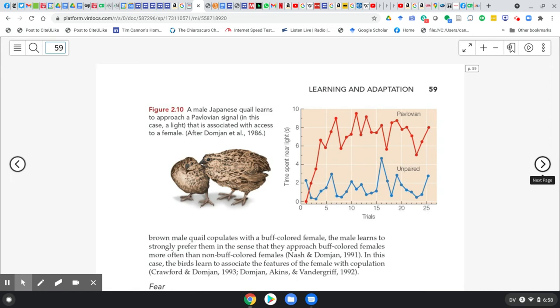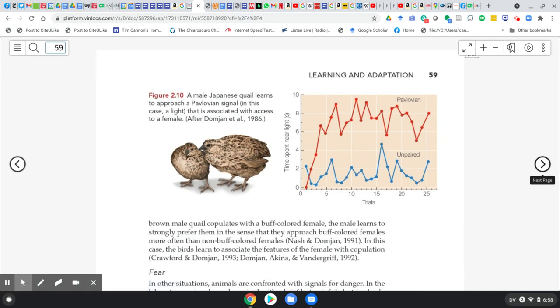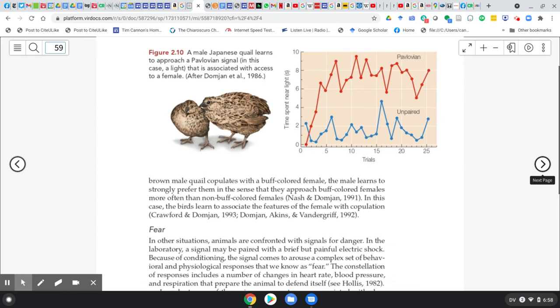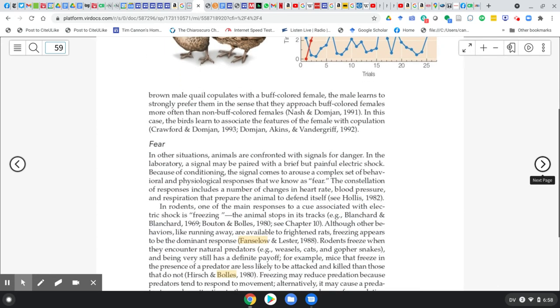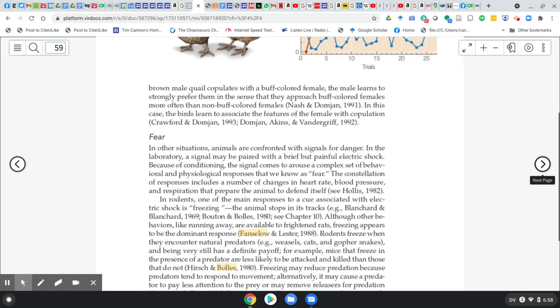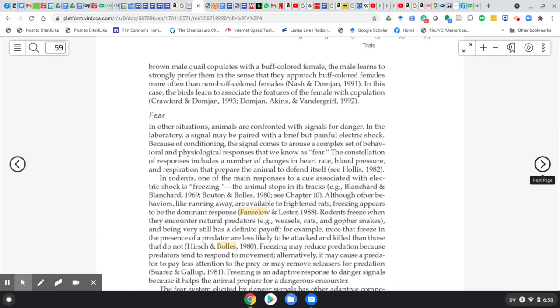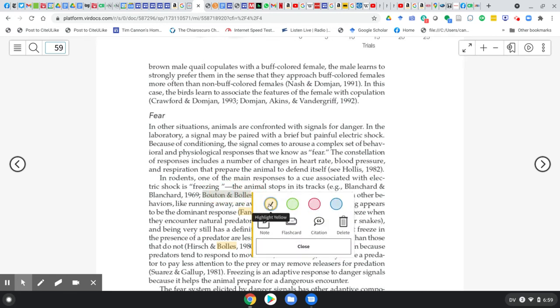And Japanese quail, that was one of the species that Damian liked working with. Fear. Now we're in my world again. The Blanchards, they're big back in the day. And there's Bowles. Oh my God, Boughton and Bowles. That's interesting. So maybe I knew this, that Bowles was also Boughton's graduate advisor.